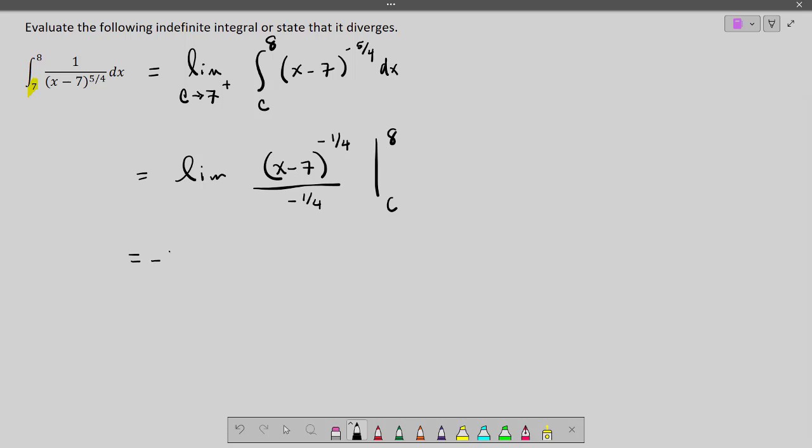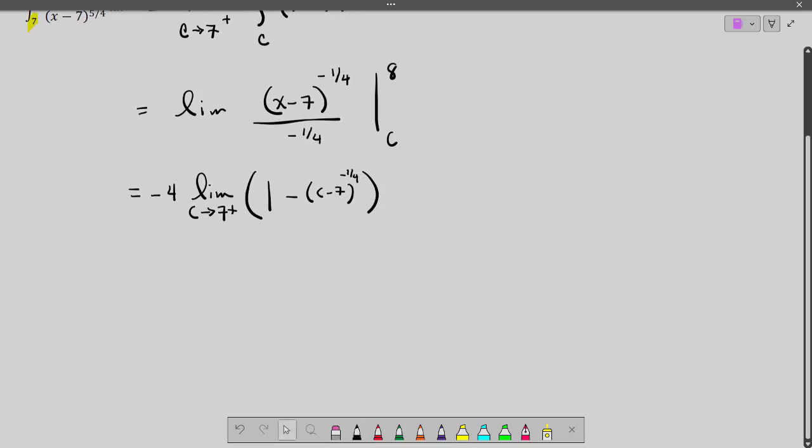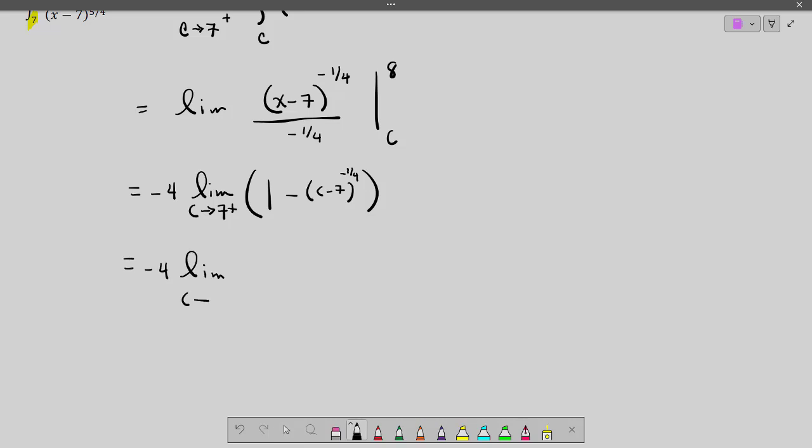So this negative 4, I'm going to pop it to the front. And then we're going to have a limit as c goes to 7 from the right. Let's plug in the 8 first. When we plug in the 8, we get 8 minus 7, which is 1. 1 to any power is 1. And then we're going to subtract off what we get when we plug in the c. So we're going to have c minus 7 to the negative 1/4. And for a lot of us, it's easier to not have a negative exponent. So it might be easier to evaluate this if we write it this way.